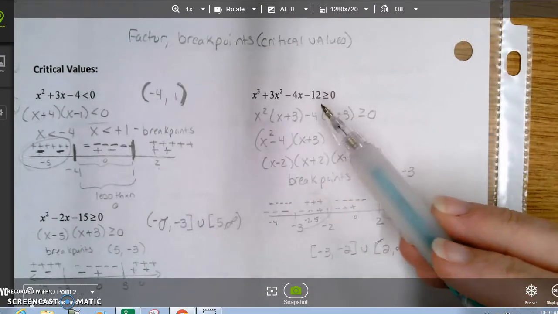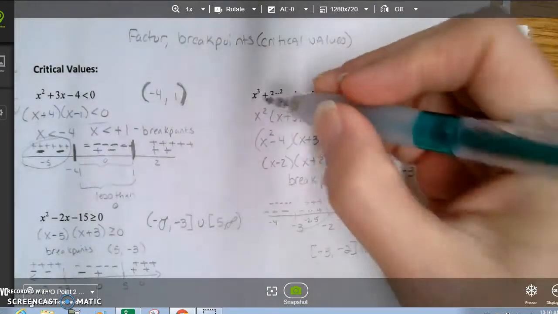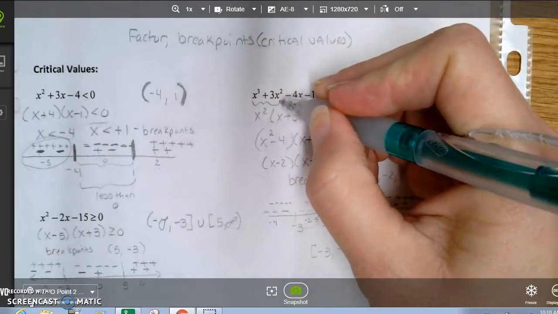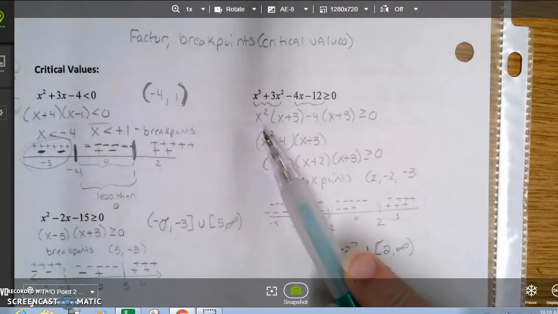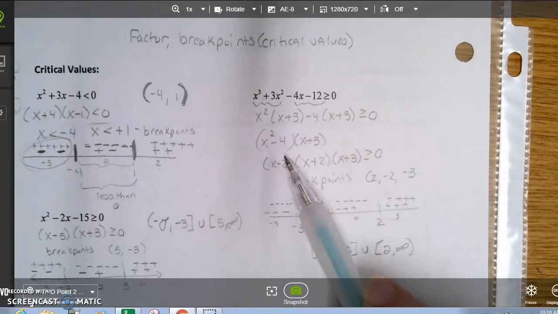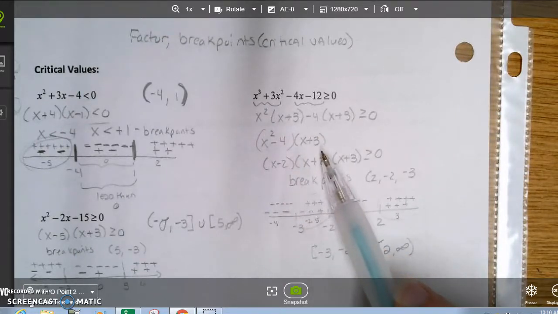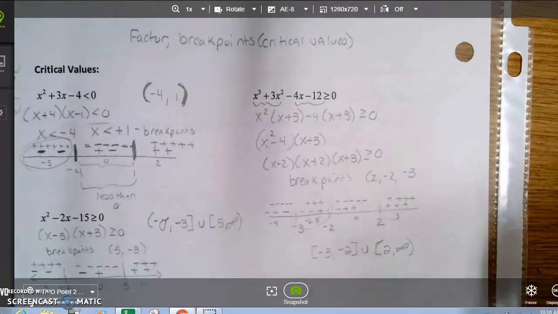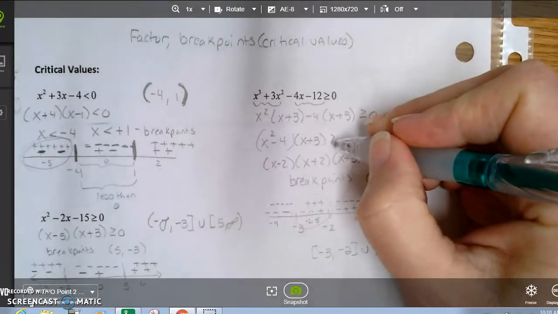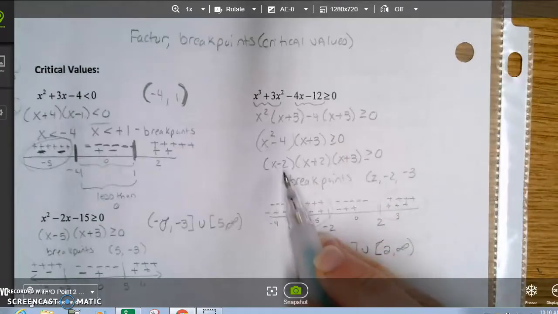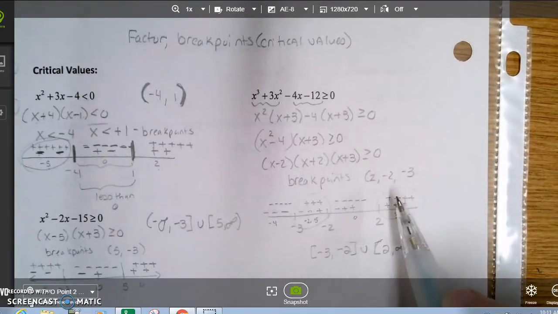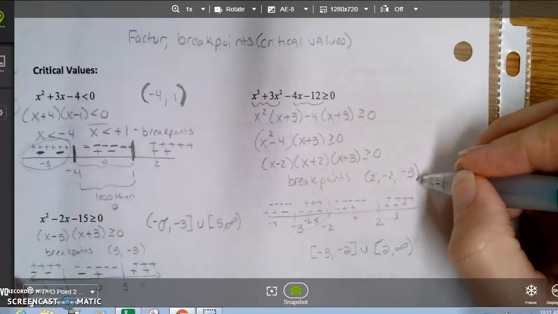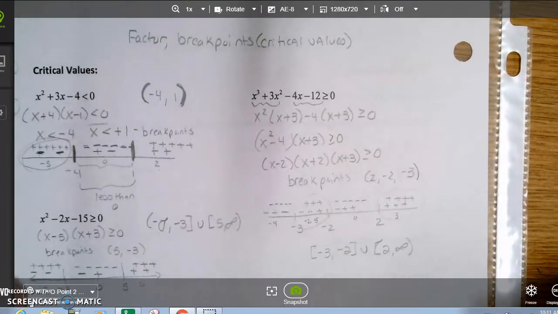So once again, you start by factoring. We're going to factor this one by grouping, so you group the first two and the last two terms. We end up with x squared minus 4 and x plus 3. Then we can factor the x squared minus 4 into x plus 2 and x minus 2. So our breakpoints are going to end up being positive 2, negative 2, and negative 3.